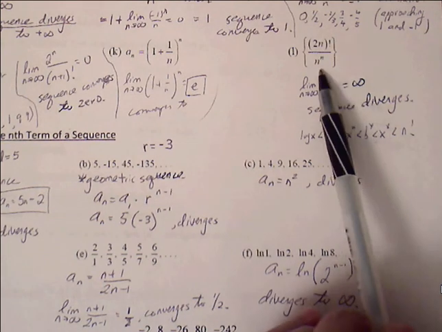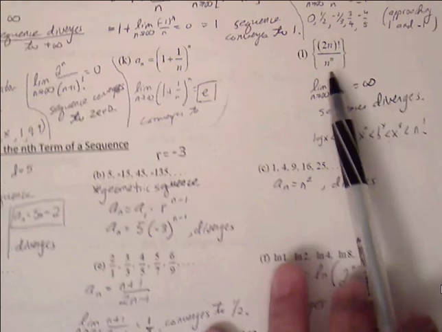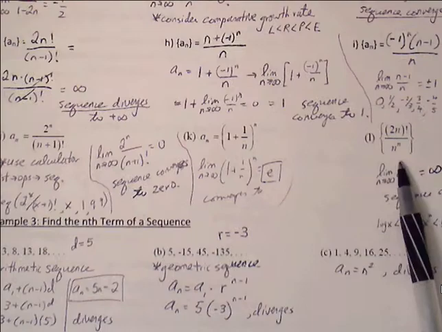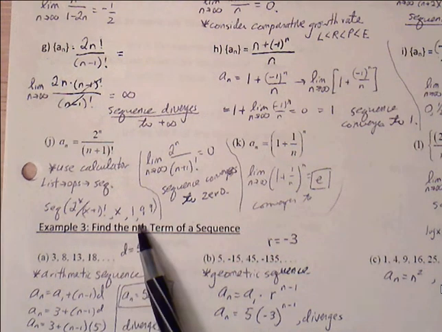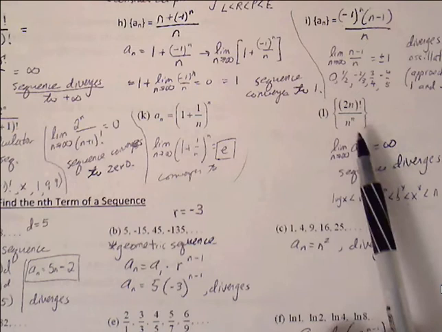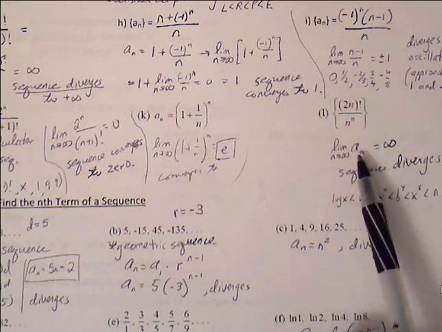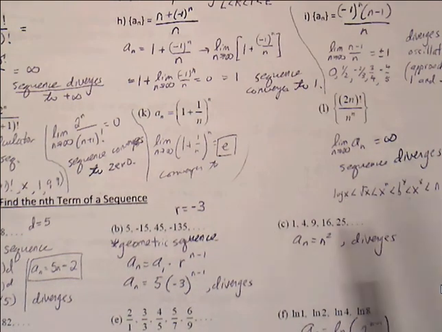Again, we can use our calculator and have the calculator determine the sequence value, and we can determine that this rule of sequence will not converge, but rather will continue to increase to positive infinity.